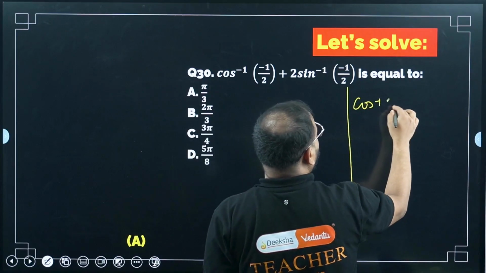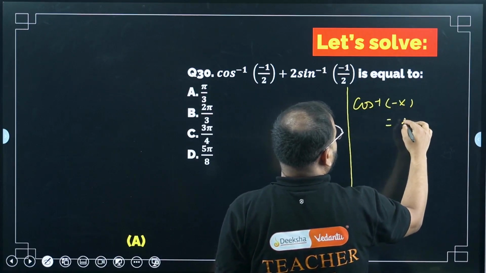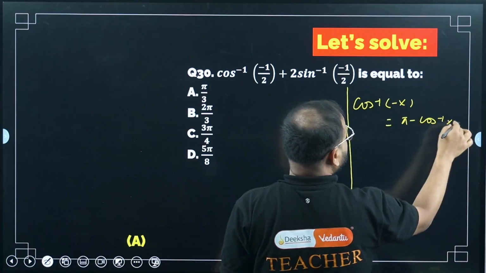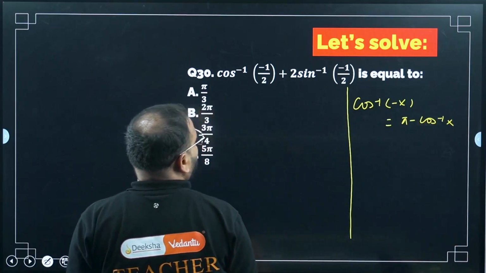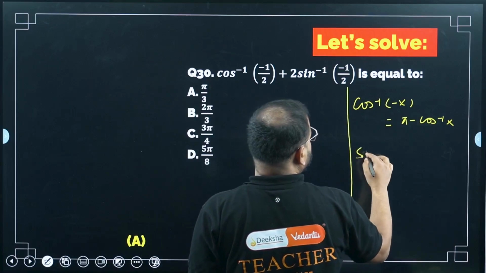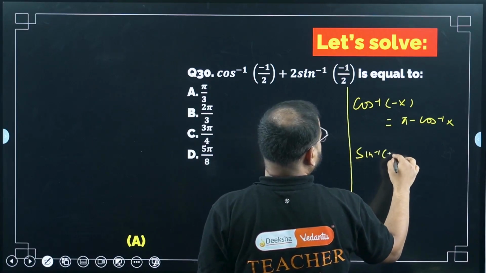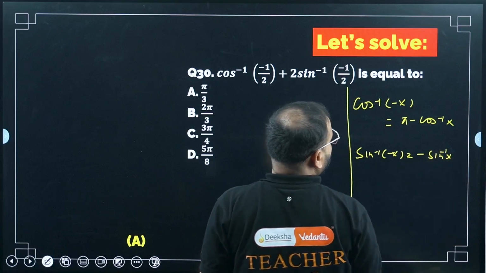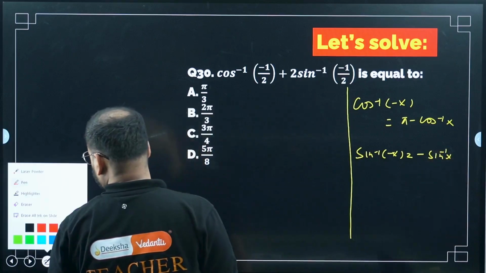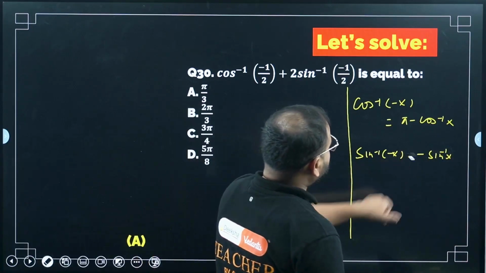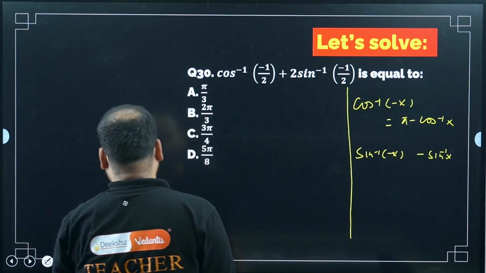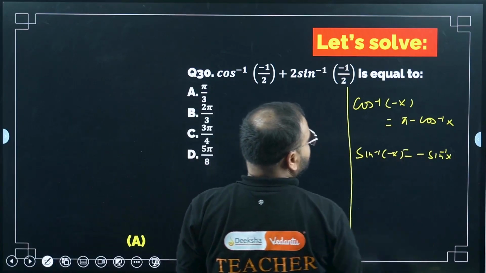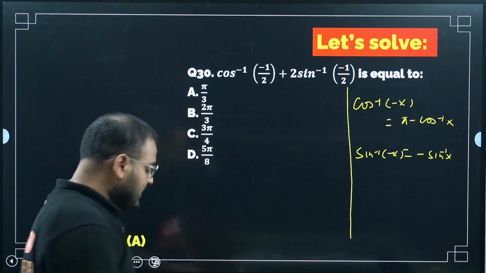Cos inverse of minus x, what is this? Pi minus cos inverse of x, in the domain, obviously. Same thing goes here: sine inverse of minus x is nothing but minus sine inverse of x. I hope you know this. I've taught you these formulas, the properties of sine inverse and cos inverse. Please recall all these concepts.